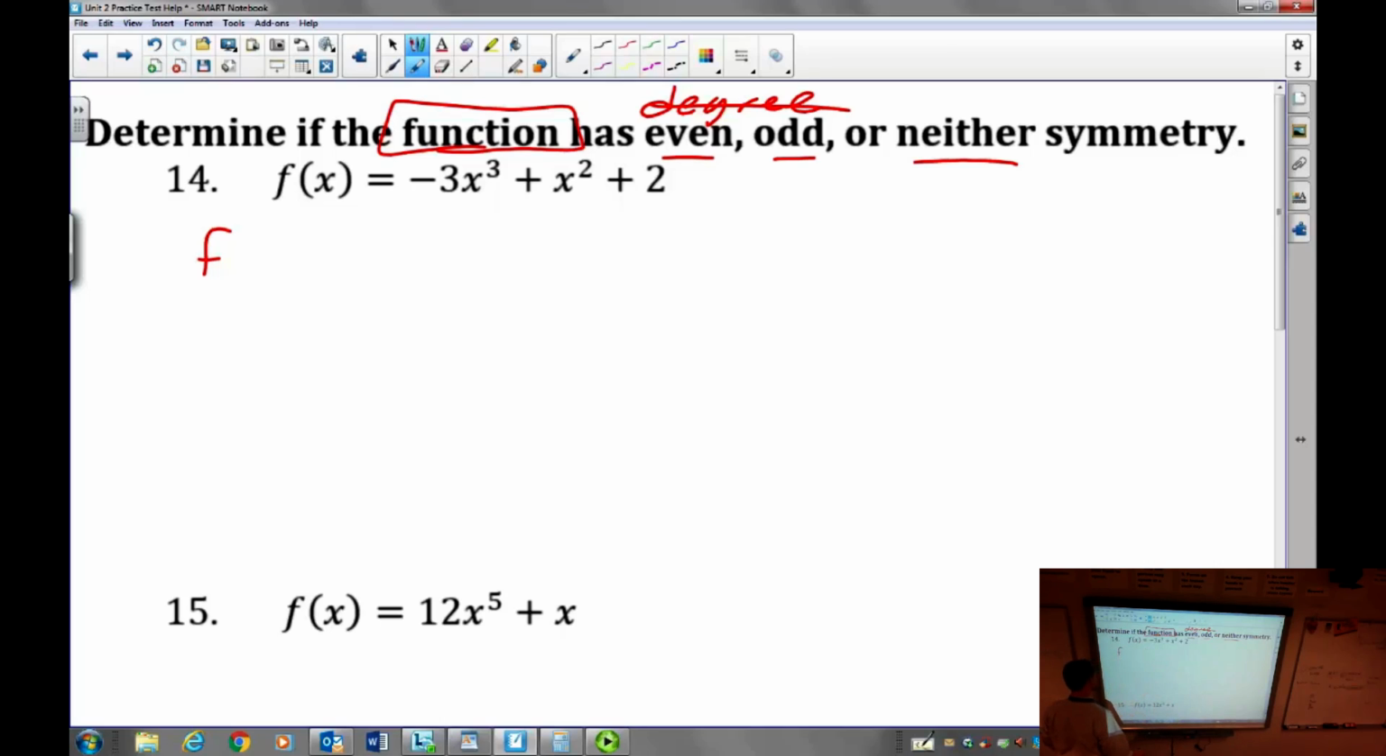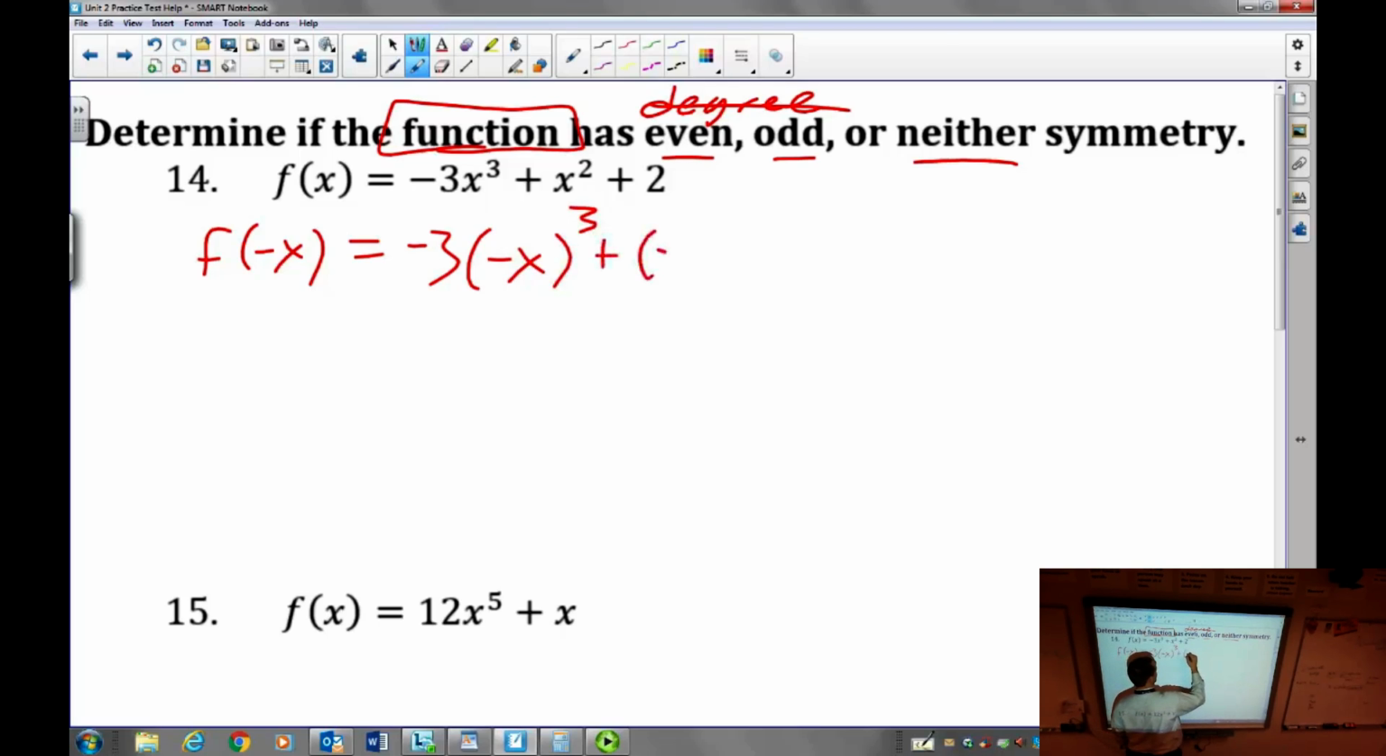Thanks for watching. Okay, so everywhere we see an x, we're going to plug in a negative x. So there we go. So we have negative 3, and then everywhere we see an x, we're in parentheses, else you get it wrong, put a negative x, plus negative x all squared, plus 2. Excellent.